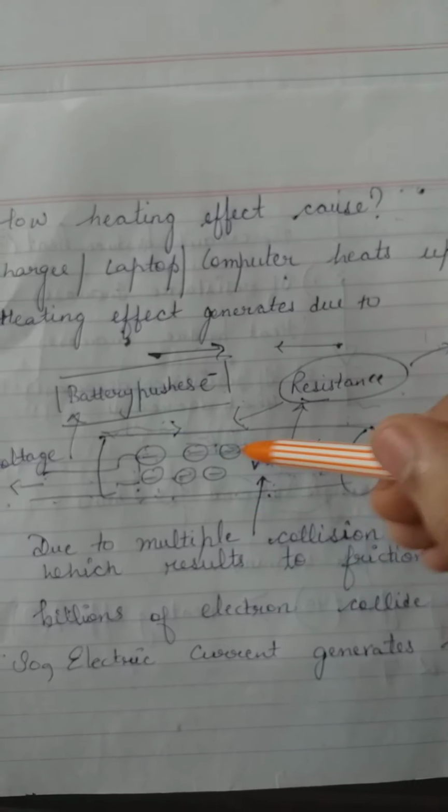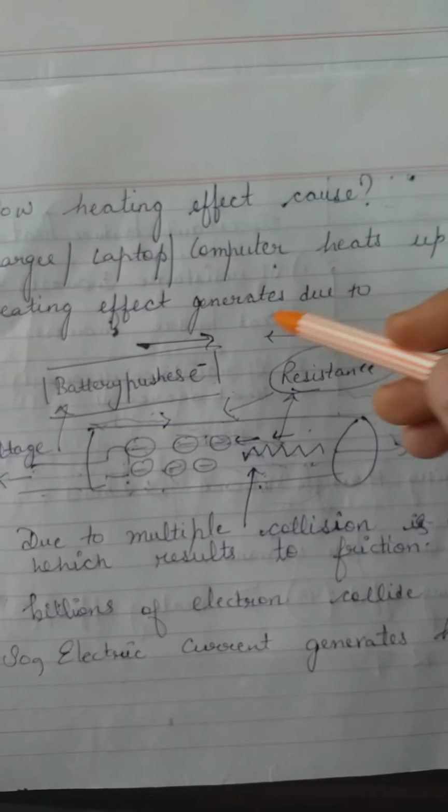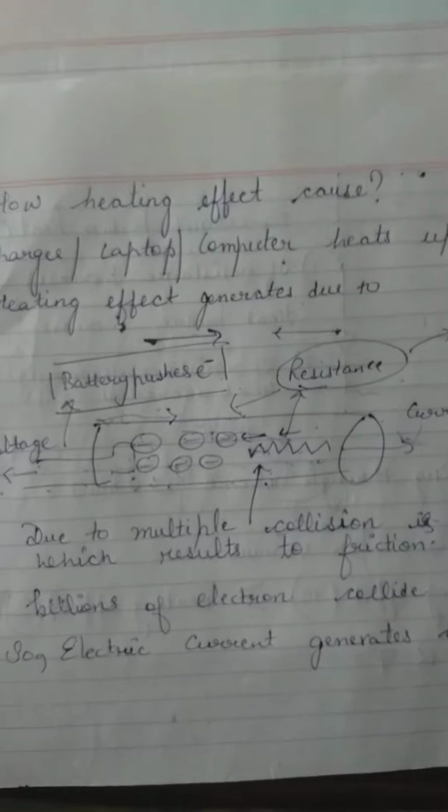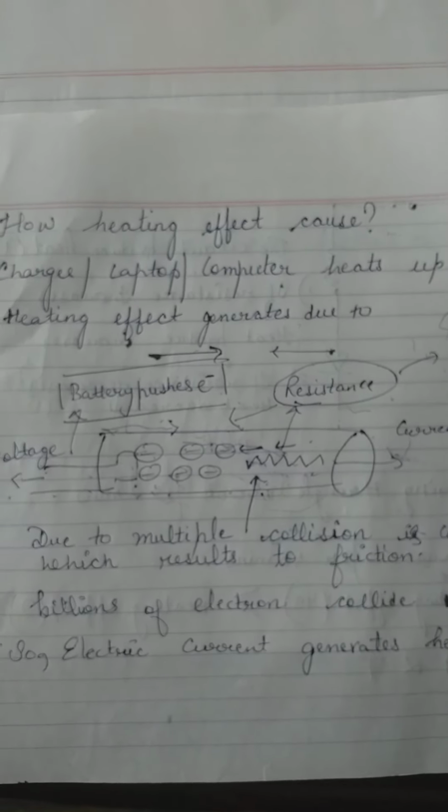Friction generates heat, and due to heat any device becomes heated up. Okay, so resistance is the main cause of the heating effect.